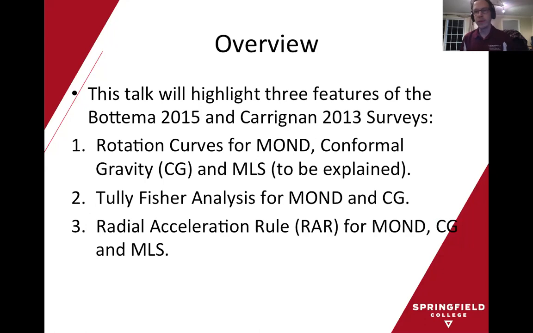So I want to give a brief overview of what this talk will entail. We're going to be talking about two different galactic surveys, namely the Bottema and Carignan surveys, and I'll be talking about rotation curves for some alternative gravity models, such as MOND, Modified Newtonian Dynamics, Conformal Gravity, and the McGaugh-Lelli-Schombert formalism, which will be explained a little bit later in the talk. After that, we'll talk about a Tully-Fisher analysis for both MOND and conformal gravity in these two surveys, and how the Radial Acceleration Relation applies for MOND, conformal gravity, and the McGaugh-Lelli-Schombert formalism.